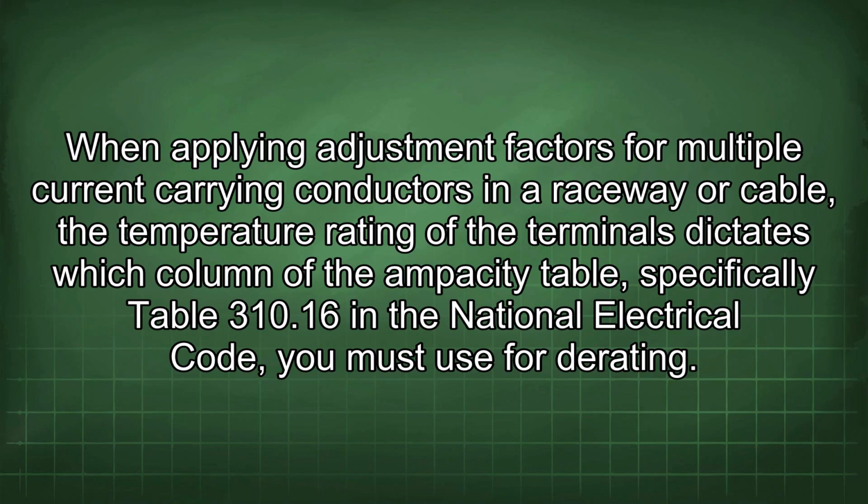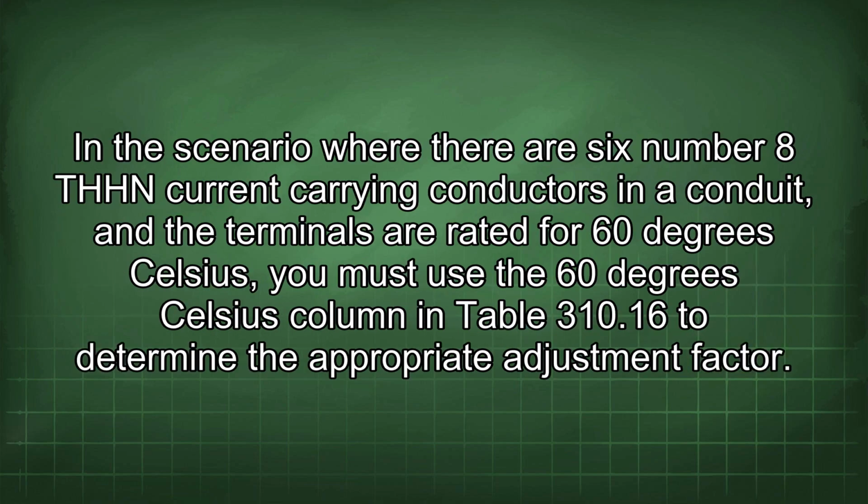When applying adjustment factors for multiple current carrying conductors in a raceway or cable, the temperature rating of the terminals dictates which column of the ampacity table, specifically Table 310.16 in the National Electrical Code, you must use for rating. In the scenario where there are 6 number 8 THHN current carrying conductors in a conduit, and the terminals are rated for 60 degrees Celsius, you must use the 60 degrees Celsius column in Table 310.16 to determine the appropriate adjustment factor.